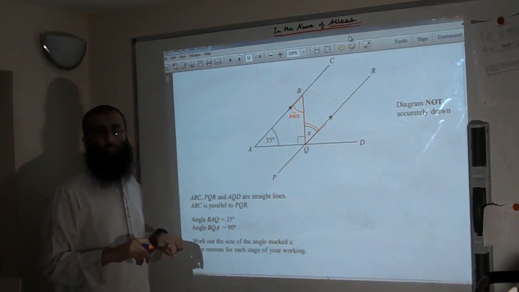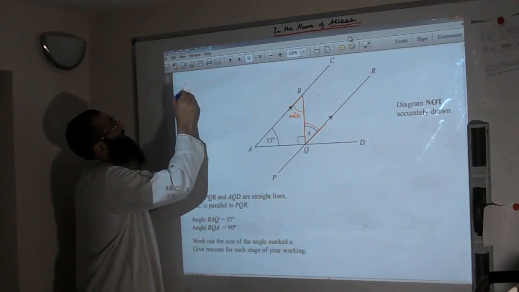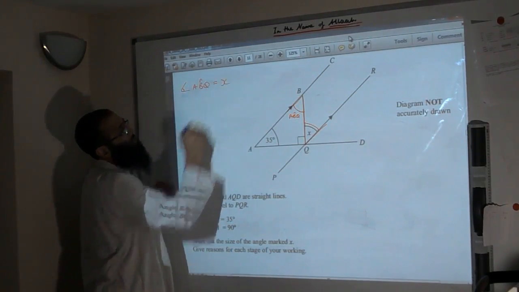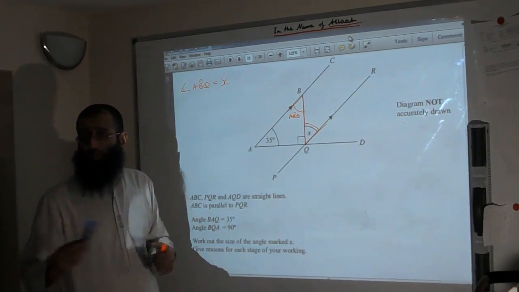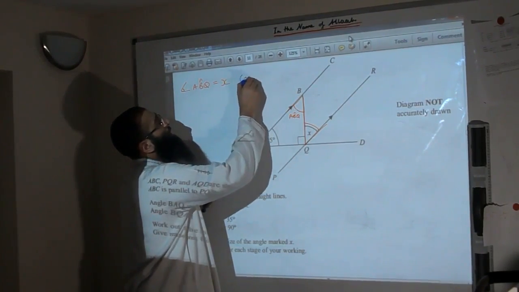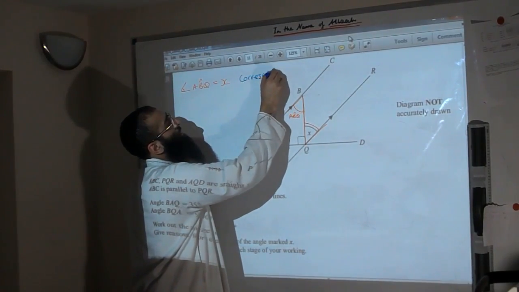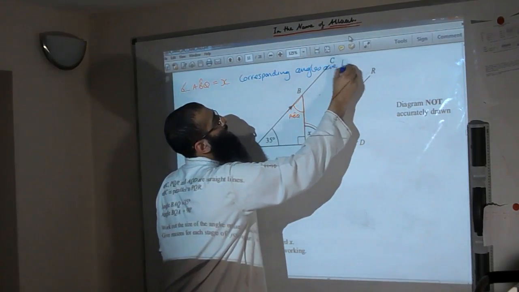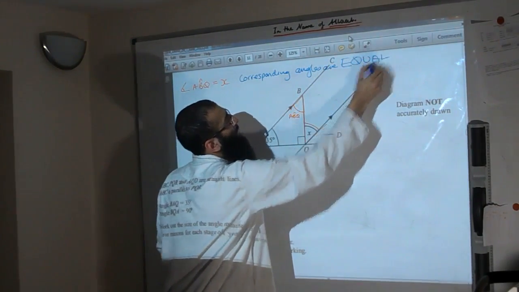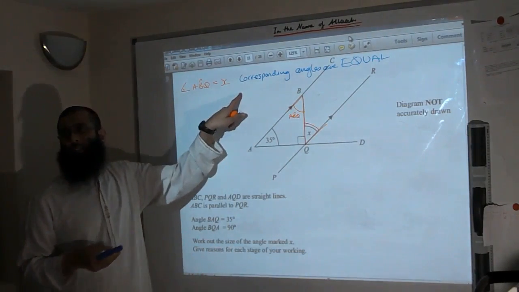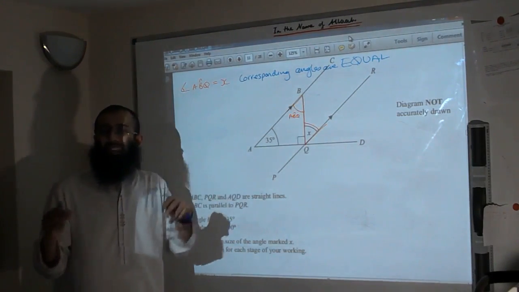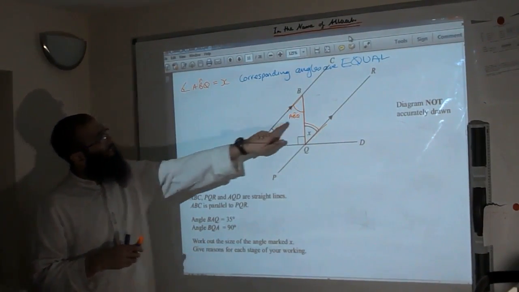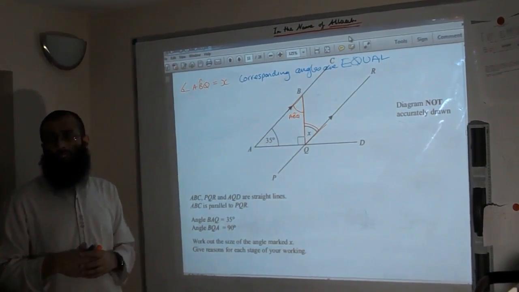So what's the first thing that we can say? We can say angle ABQ is equal to x. Why is it equal to x? What's the rule that we just said? Corresponding angles are equal, and the key word is equal. You can't just write down corresponding or corresponding angles. You've got to give the full proper statement. You're giving a mathematical proof here, so you need to give the full statement. So this angle here is equal to that angle because they're corresponding, they're equal.